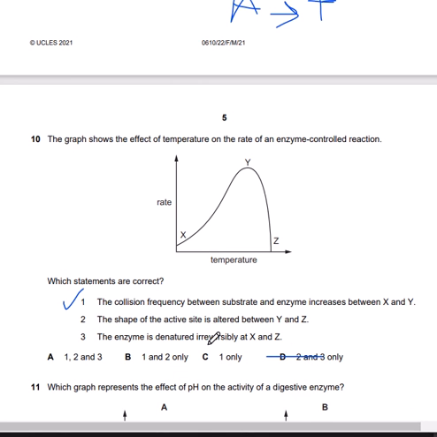The shape of the active site is altered between Y and Z. That's actually correct because after the optimum temperature, the proteins are denatured, causing the active site to change shape, so the substrate can no longer fit into it and form an enzyme-substrate complex. So that's also correct. The enzyme is denatured irreversibly at X and Z. That's actually not correct because here it's not denatured, so it's only 1 and 2.